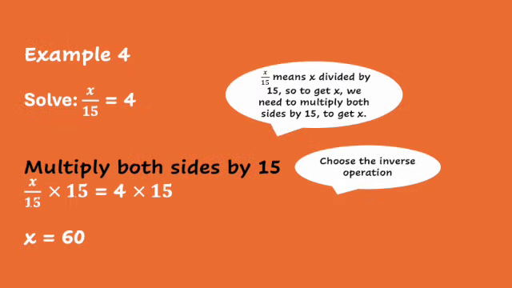In our next example, we have x by 15 equal to 4. Here x is being divided by 15. Again we go for the inverse operation, so we multiply both sides by 15. So we have x by 15 times 15 equal to 4 times 15. On the left hand side 15 gets cancelled and we are left with x equal to 4 times 15, giving us x equal to 60. That's the solution to the given equation.